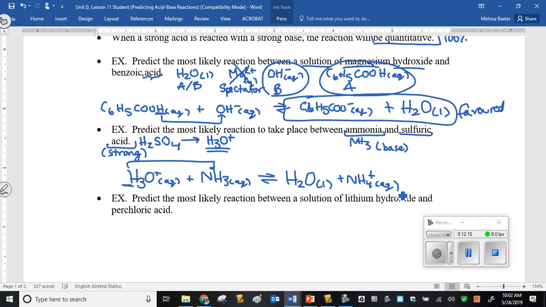Now the last step is to predict the position of the equilibrium, which side is favored. Since my acid was a strong one, it's higher than my base. And so I would again say that the products are favored.